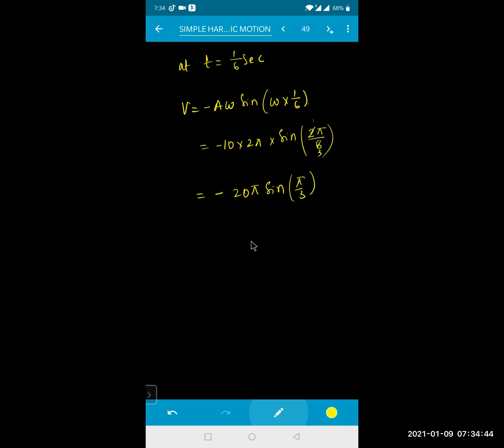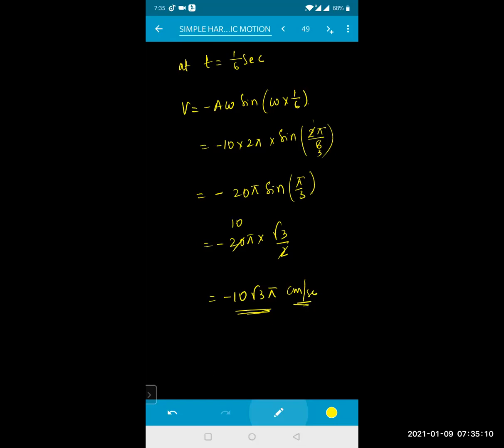Sine pi by 3 is how much? Root 3 by 2. So it is minus of 20 pi into root 3 by 2. Two ones are two, two tens are twenty, so this one is minus of 10 root 3 pi centimeter per second. This will be your answer.